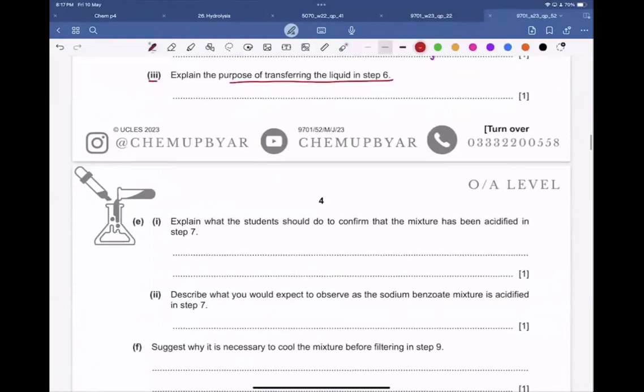So to remove anti-bumping granules. Clear? Is this clear to all of you?